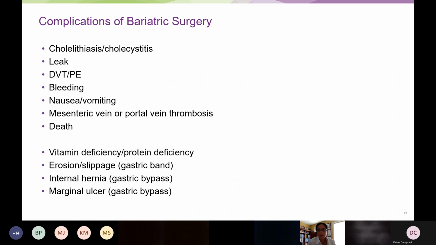Because we're operating on patients that are overweight, and overweight patients have a lower antithrombin 3 level, these patients are at higher risk for DVTs and PEs. They also don't move around so well sometimes. And so for any patient that has surgery, we put them on Lovenox 2 hours before surgery, and we keep them on Lovenox while they're in the hospital.